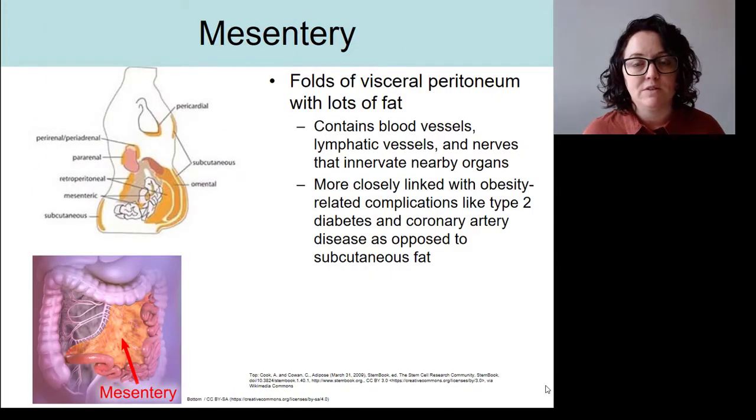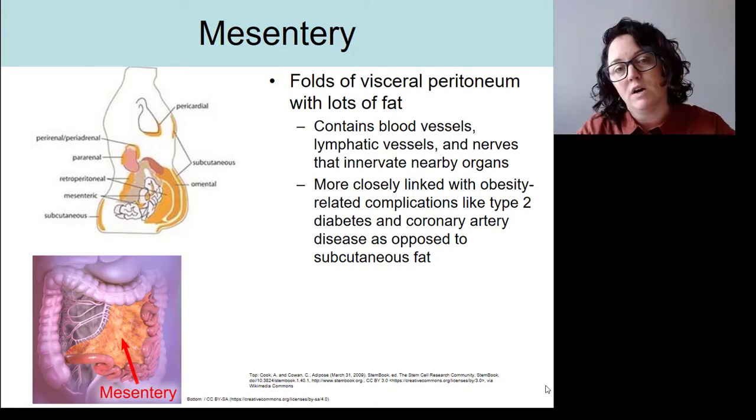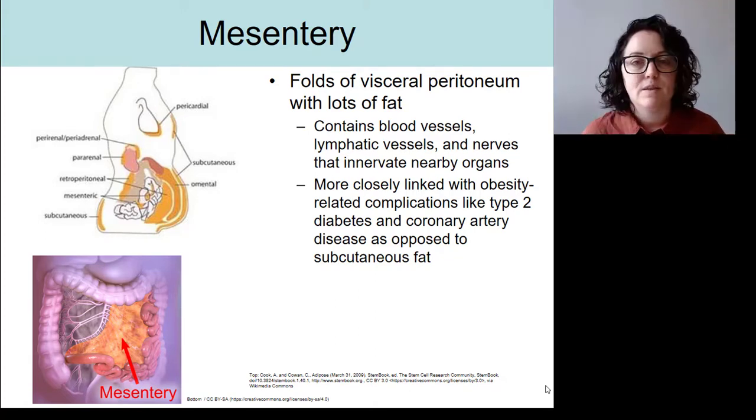Before we leave the peritoneum, I wanted to talk about something called mesentery. Mesentery is basically super fatty folds of the visceral peritoneum. This is sort of like an apron of fat that's covering the abdominal organs. So if you were to cut into someone's abdomen for surgery, you'd have to cut through skin and then muscle, and then you would cut into the mesentery. The mesentery is very good at storing fat, unfortunately.